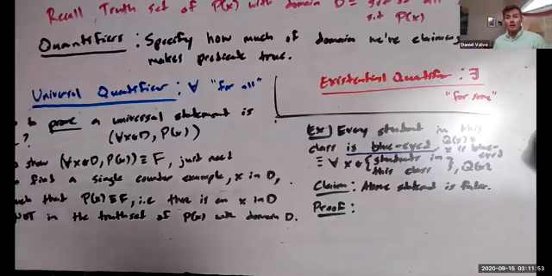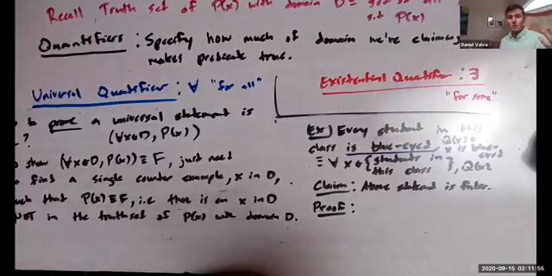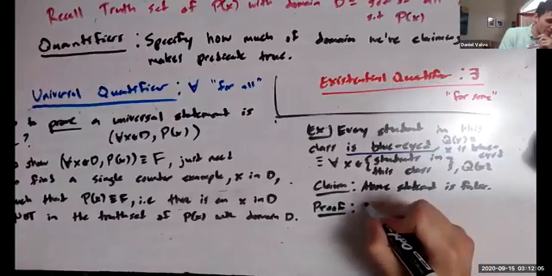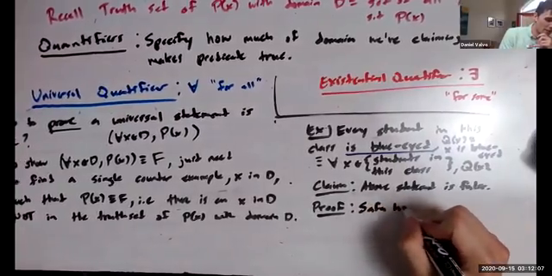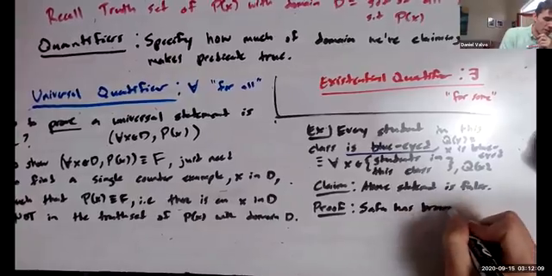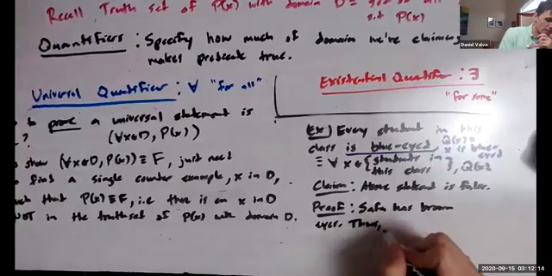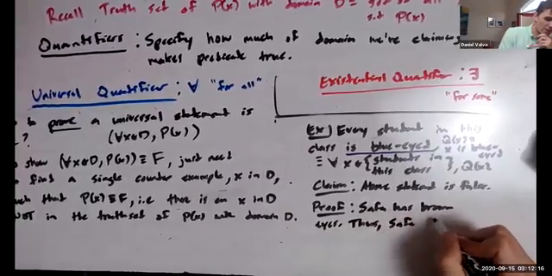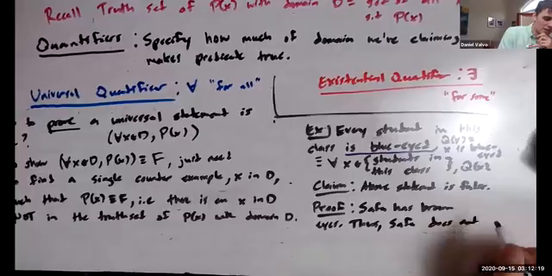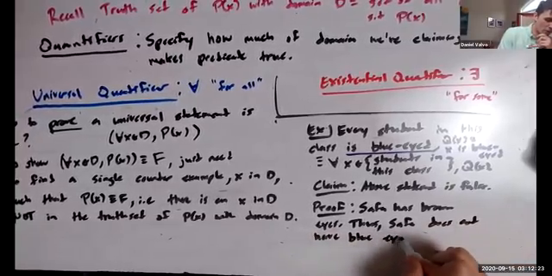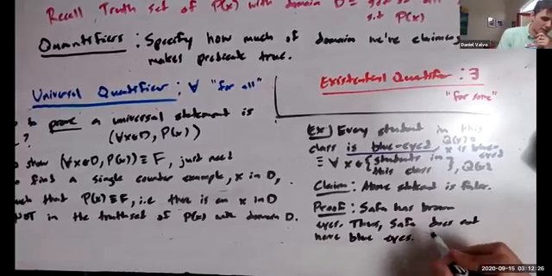So, can we find a counterexample? Does one of you not have blue eyes? I got brown. Someone's got brown. There we go. Proof. Safa has brown eyes. Thus, Safa does not have blue eyes.